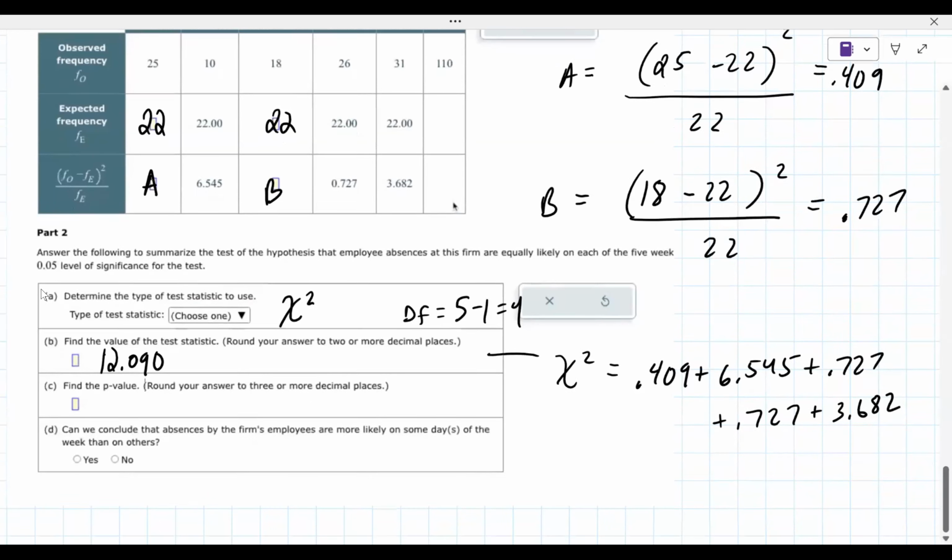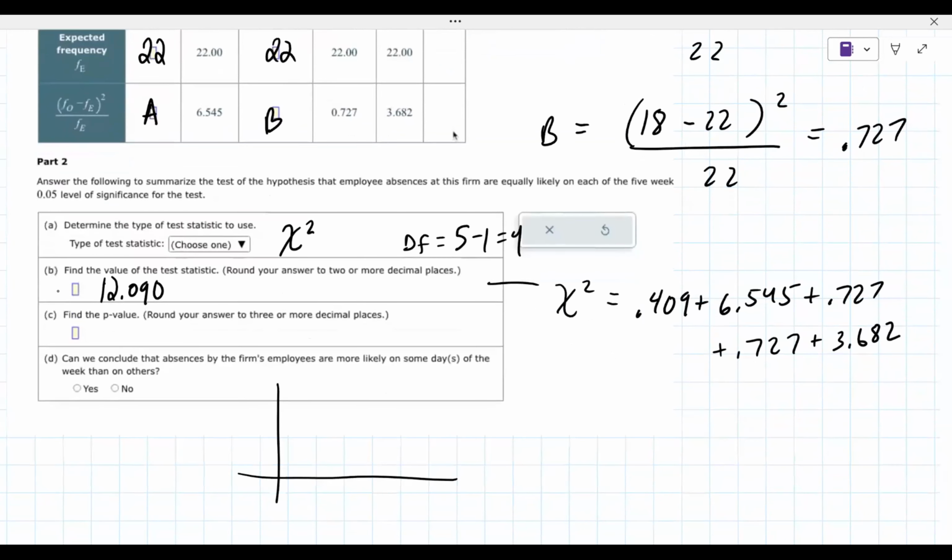All right, so the way you do the p-value is you again have to use software. The chi-squared is this shape here. You find this, and then you want what's in the right tail. Again, probably some sort of calculator will help you. It ends up being 0.017.